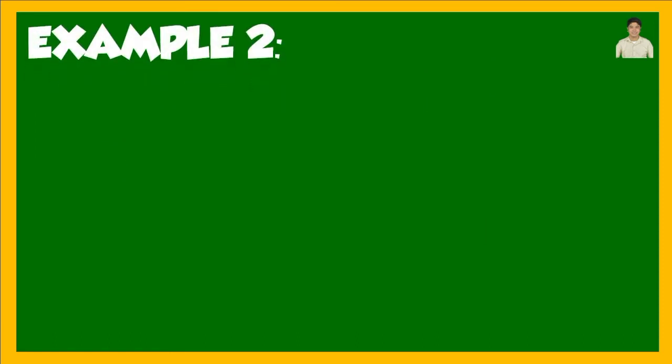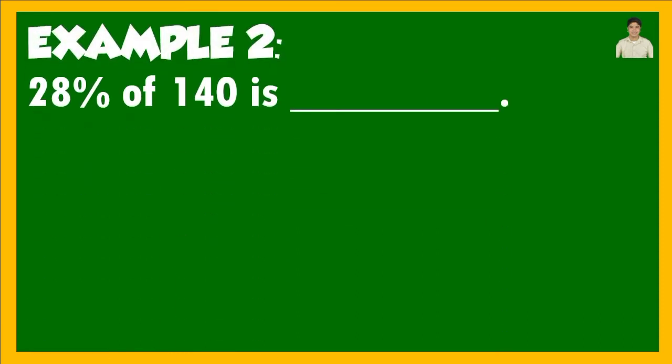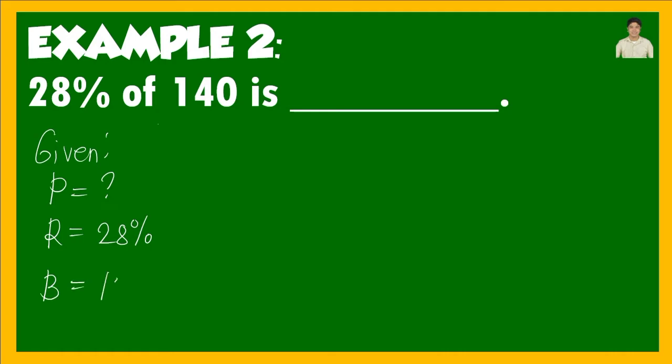Another example, number 2. 28% of 140 is blank. Again, let's identify our given. Given, P is the unknown. R, that is 28%. And then B, or the base, that is 140. So in 28%, kapag nag-move tayo ng 2 decimal places to the left, it will become 0.28 or 28 hundredths.